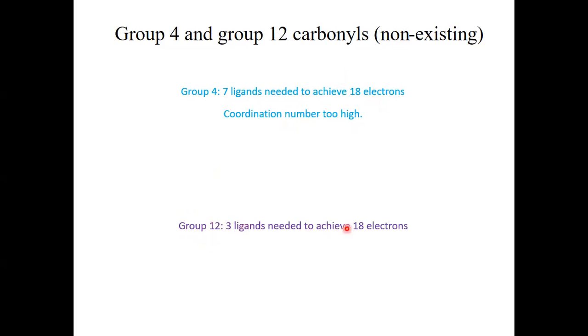Now, what about the group 12 carbonyls? How many carbonyl ligands would they need? 3. 3, correct. And that's a low coordination number, which is also not very favorable. Okay. So for group 4, 7 ligands are needed to achieve 18 electrons, and so the coordination number is too high. And for group 12, 3 ligands are needed to achieve 18 electrons, and the coordination number is too low.